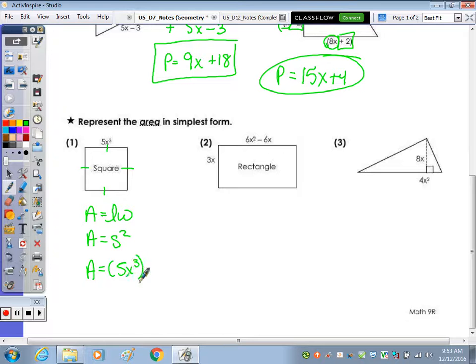5x cubed squared, we square the 5, we get 25. And remember, power to power, we multiply. So 3 times 2 is 6. If you struggle with that rule, you can simply, instead of using the square, write it out the number of times of the exponent. So 5 times 5, 25, x cubed times x cubed is x to the 6th.